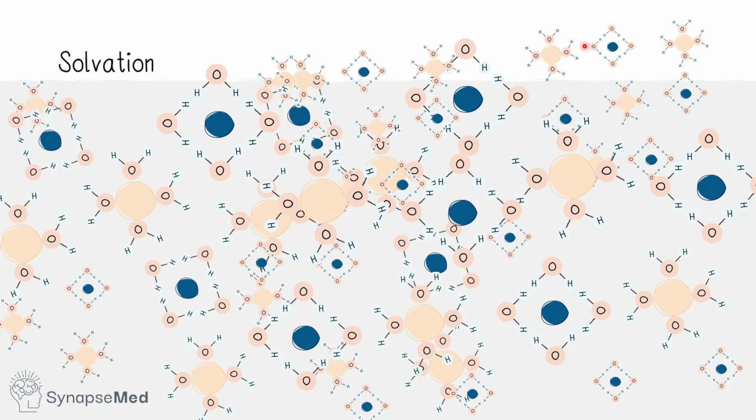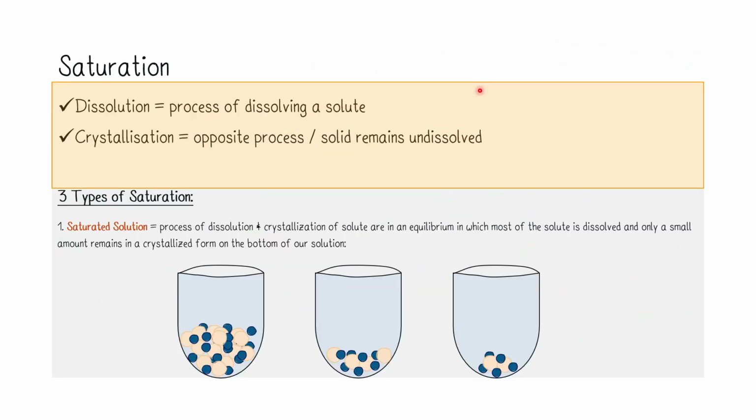If we have a specific amount of water molecules, of course, we can only surround a specific number of solute particles. And this is the process of saturation. A synonym for forming a solution is also dissolution, so the process of dissolving a solute within a solvent. And the opposite process is the crystallization. There are actually three types of saturations within our solutions.